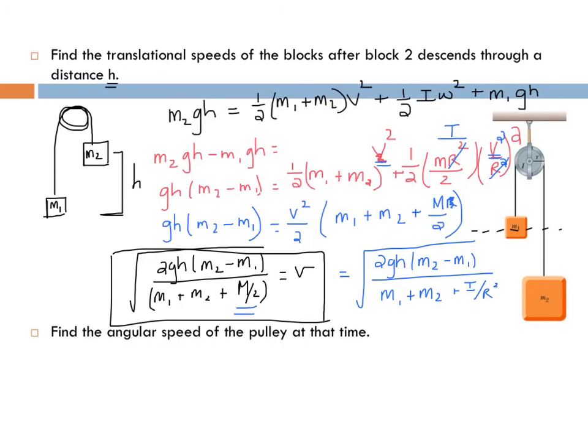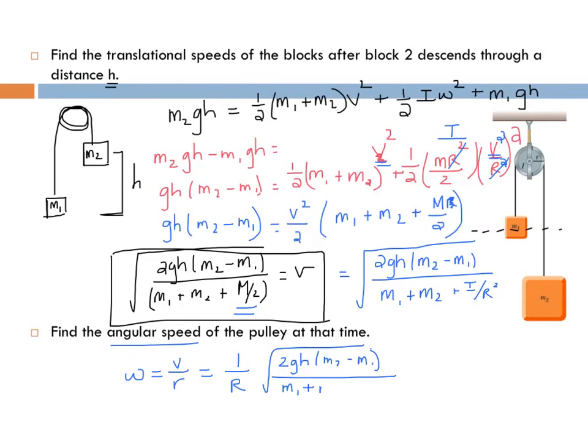Now, the final piece is to get our angular speed. Now, remember that angular speed is velocity over r. If this whole mess is our velocity, then we simply need to multiply it by 1 over r. And I'll go ahead and use the other version that I just wrote down, over m1 plus m2 plus I over r squared.